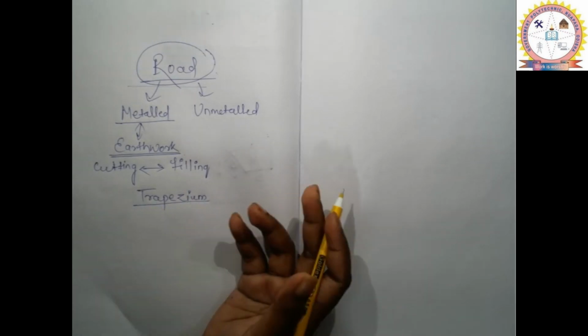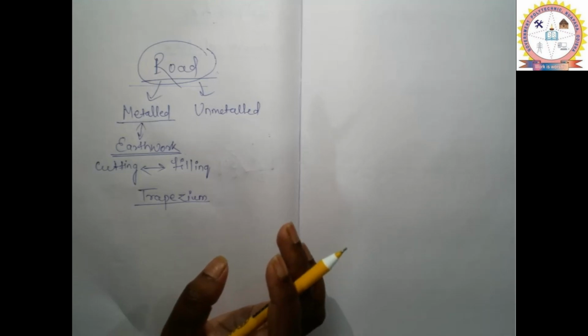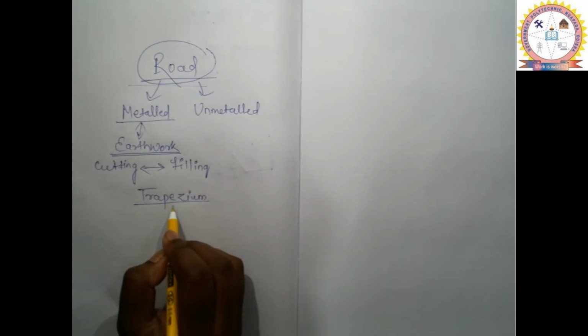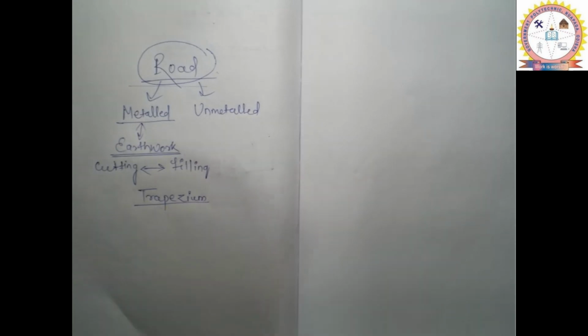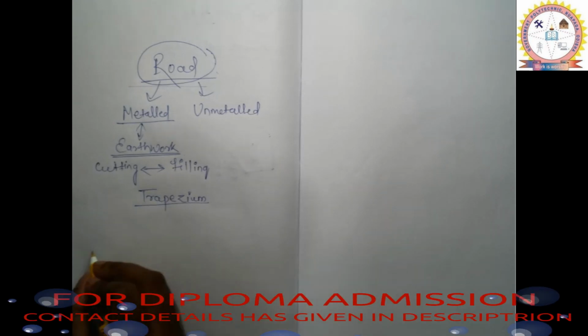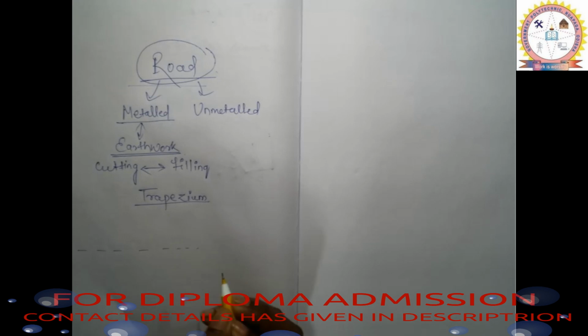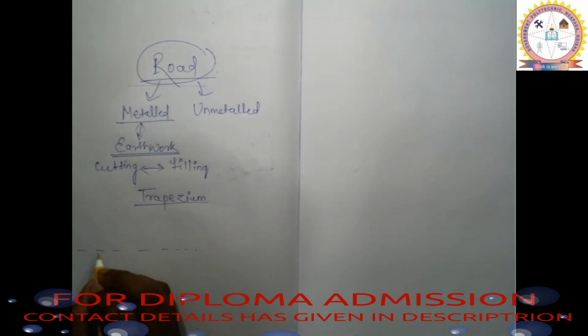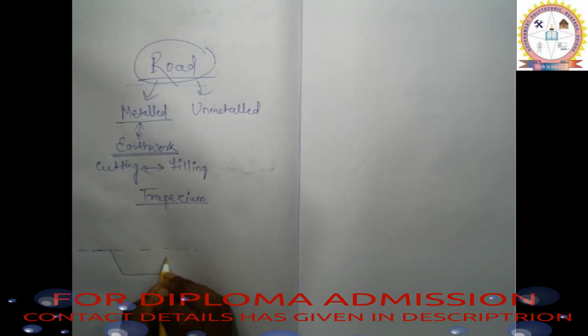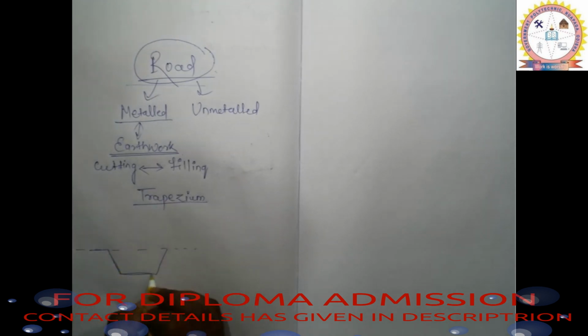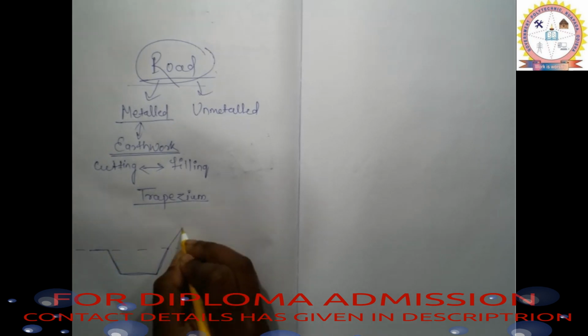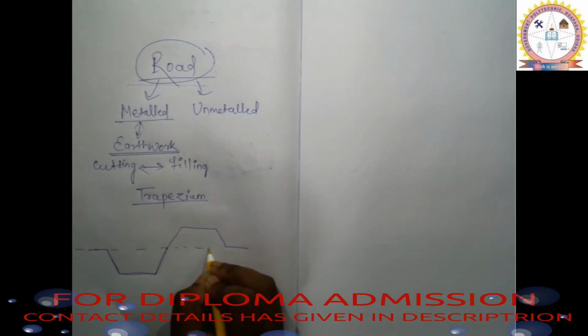So why do we use the trapezium shape? Why not a rectangle? Why not a square? Why not a triangle? Why is the trapezium shape needed? Because it has more stability to distribute the stress and to distribute the load evenly. So when a road is passing through, we have to make it leveled. Then if we are doing the cutting or filling, it will be done in trapezium shape, either in the cutting or in the filling portion.